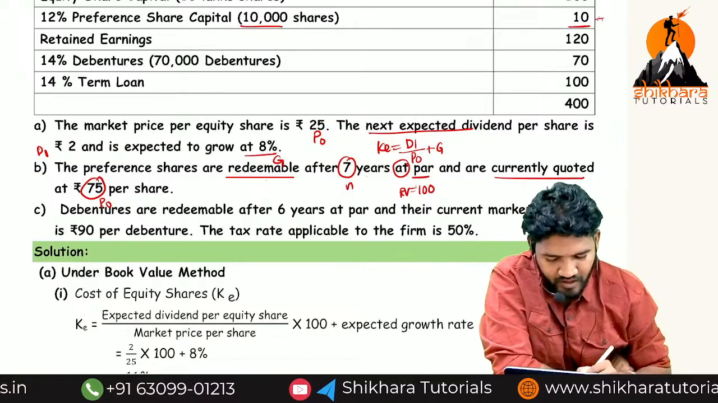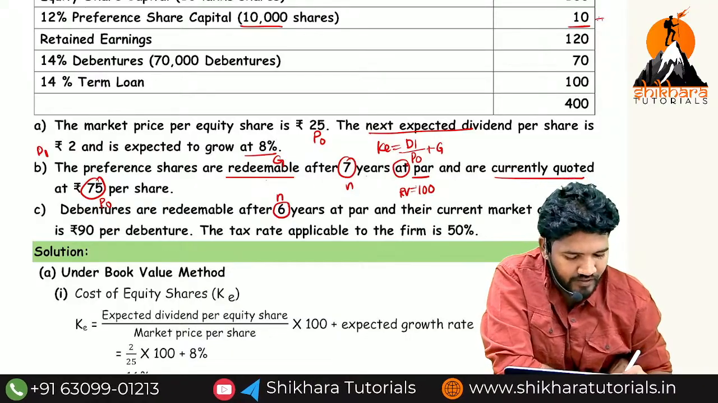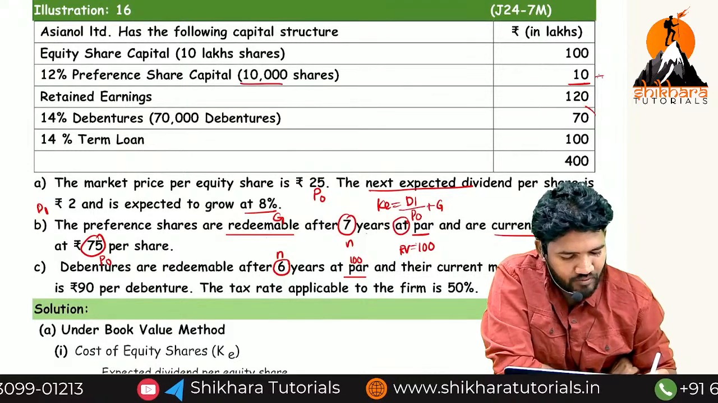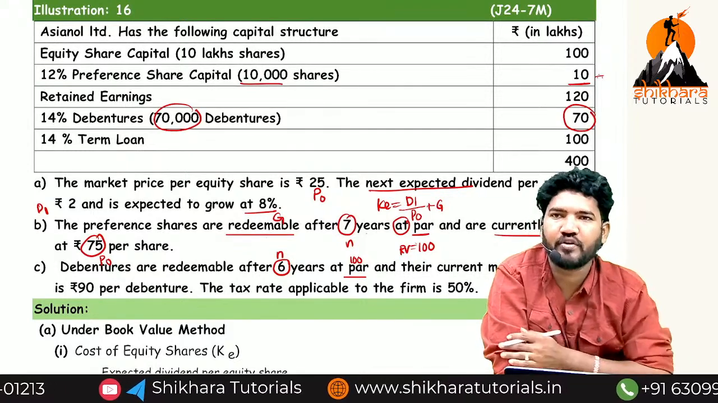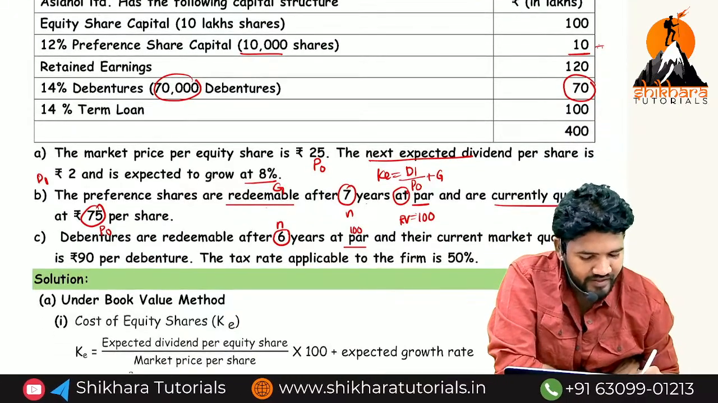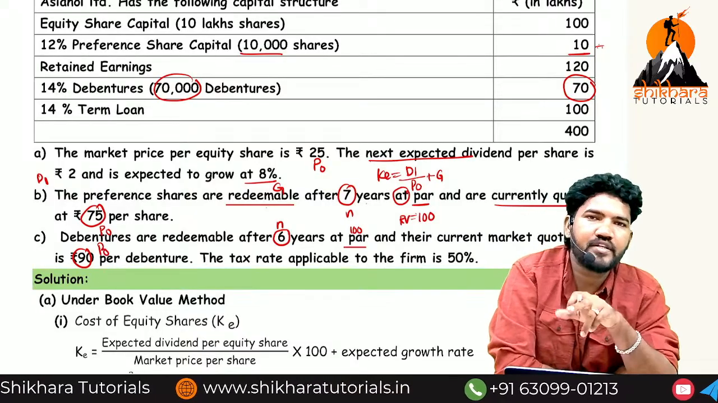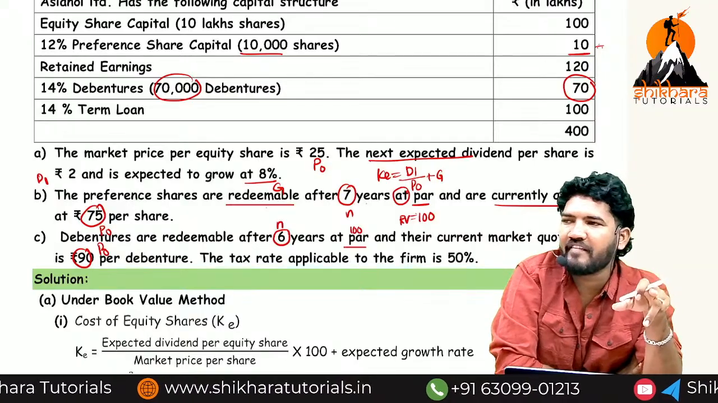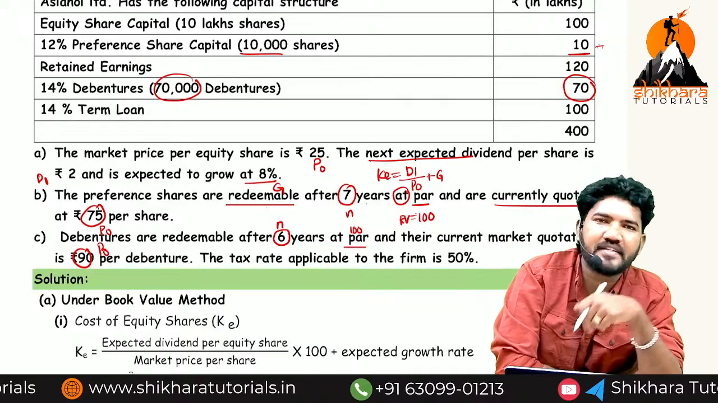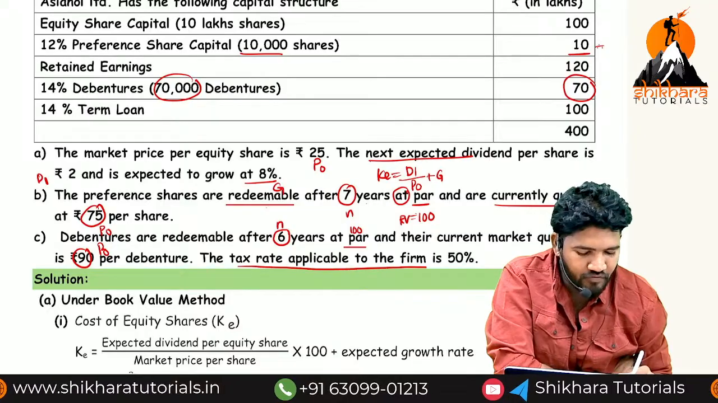Okay, then fine. Debentures are redeemable after N years at par, which is also 100 rupees. If you want, check here: 70 lakhs divided by 70,000 debentures gives the per share book value, 100 rupees. Their current market quotation is P0. Now interest times 1 minus tax plus repayment value minus net proceeds or market price. Market price is there. Any complication here also? The tax rate applicable to the firm.